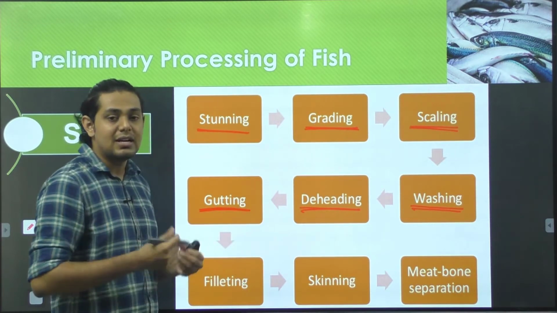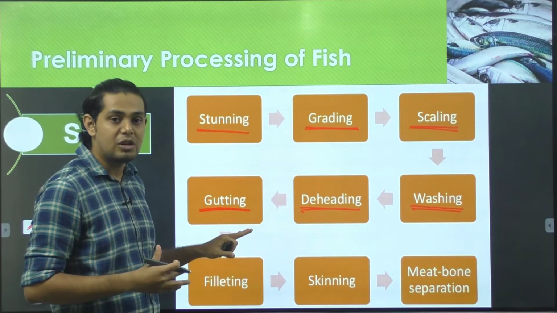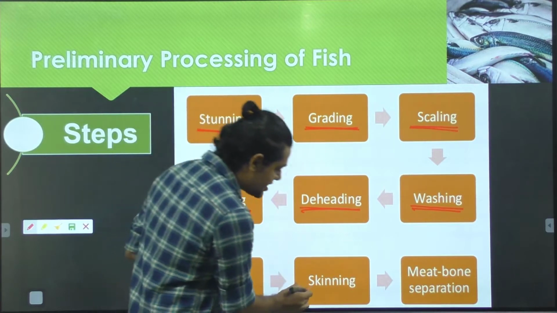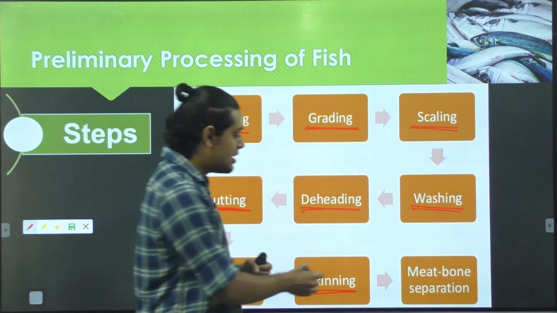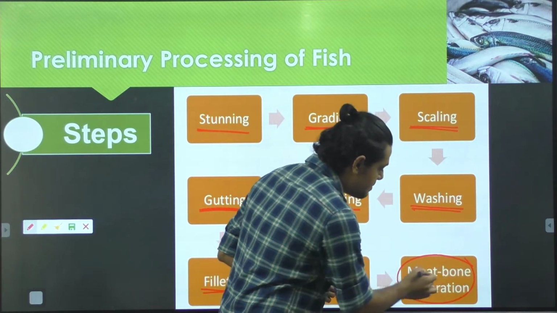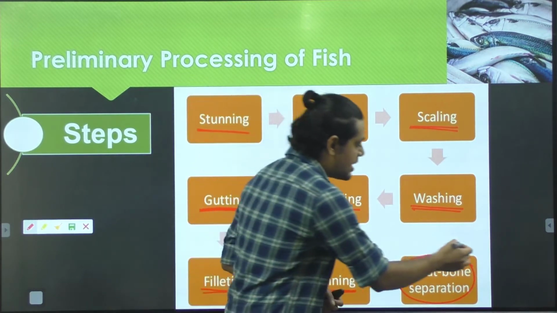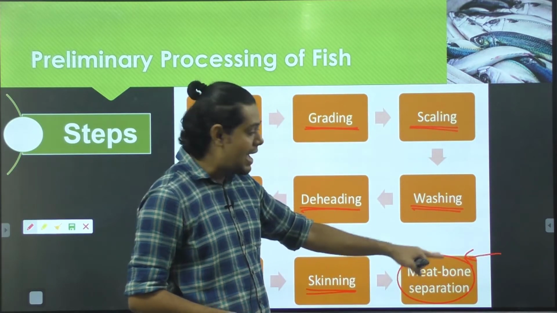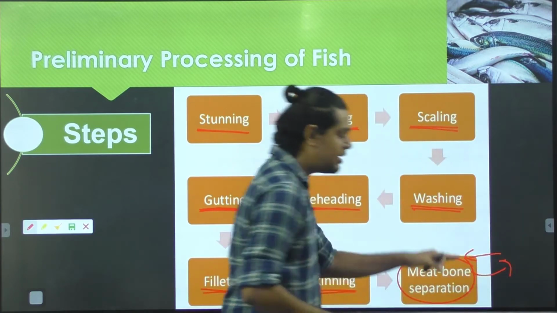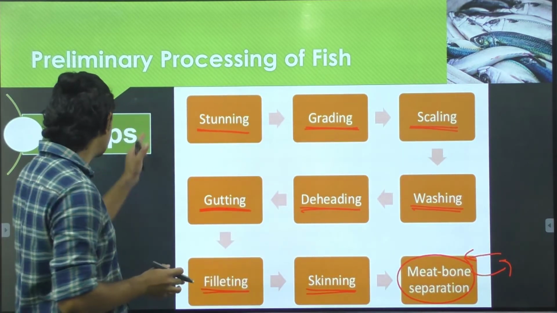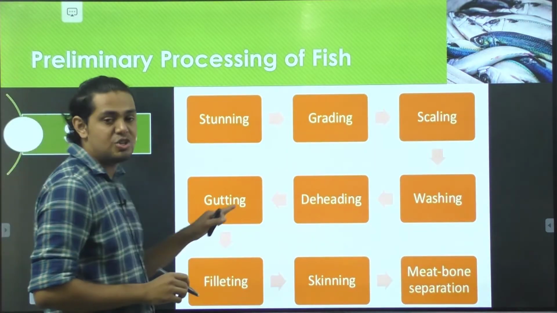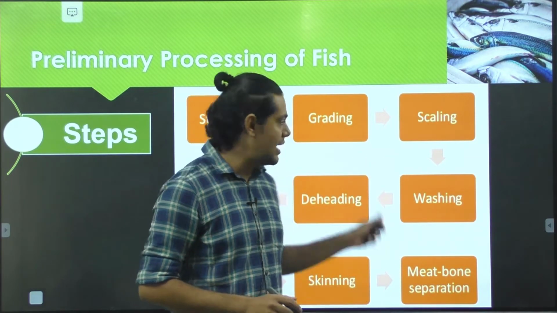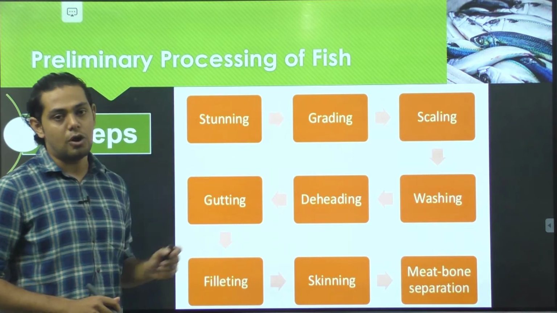Gutting is nothing but the removal of the internal organs which are inedible, following which we have filleting, and then skinning, where the skin of the fish would be removed. And then at last we have one more important process, that is meat bone separation. Here all the inedible or discarded meat portions of the fish will be subjected to a separator, and the meat portion will be separated excluding all the bone materials. These are the important unit operation steps which are ideally performed as basic unit operations for fish processing. Let us have an understanding of each individual unit operation in detail.